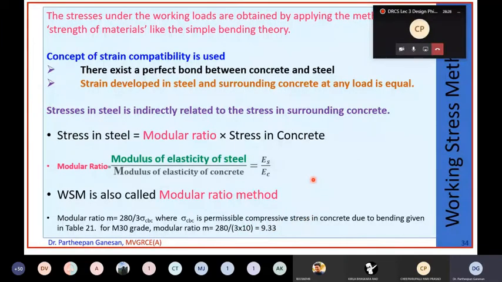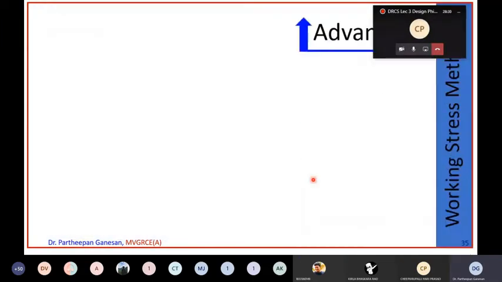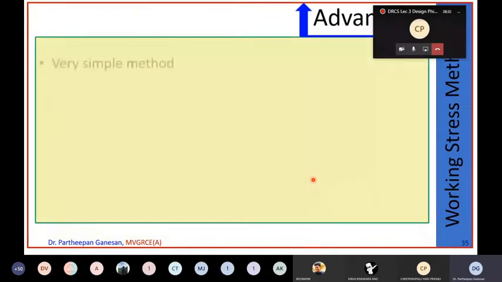So this is the working stress method. Now there are some inherent advantages of the working stress method. What are those? It's a very simple method because you are going to use only the linear elastic method.